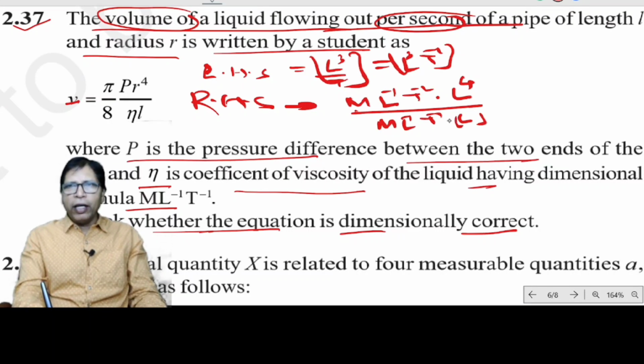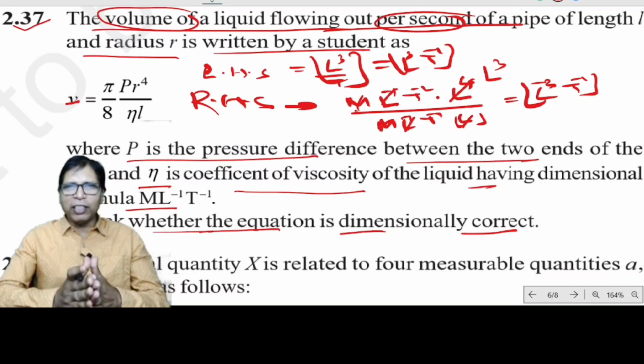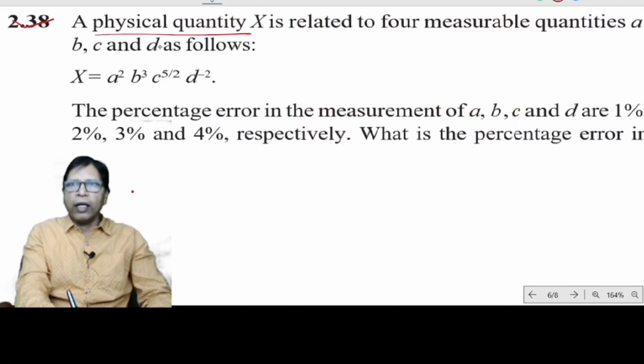Now this L minus 1, L minus 1 cancel out. This L and this L to the power 4, so this is L cube. M cancels out, and this is T minus 1. So this is L cube T minus 1. As dimension of LHS is equal to dimension of RHS, the equation is correct.